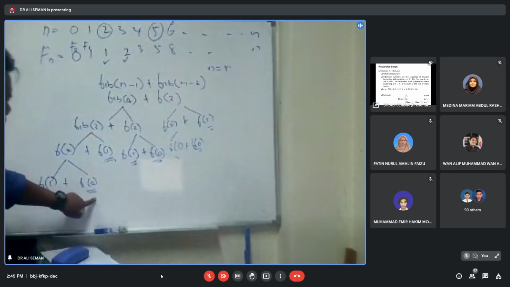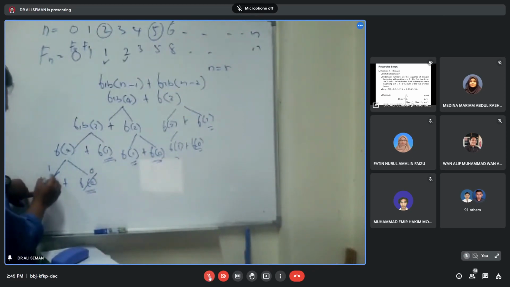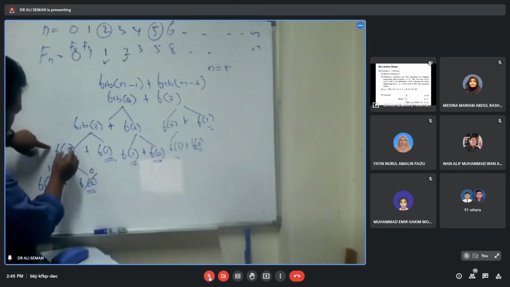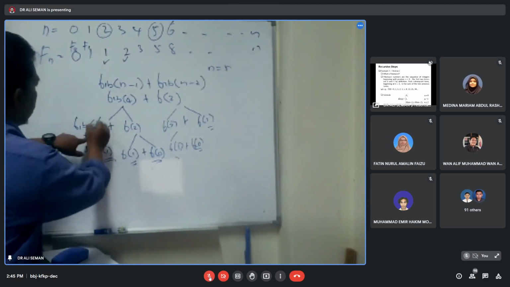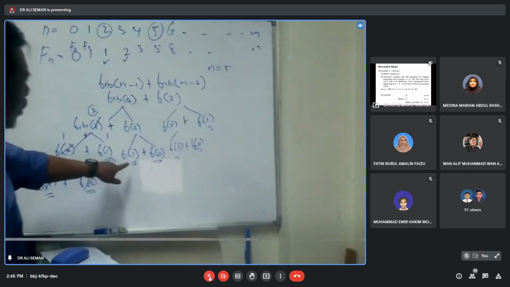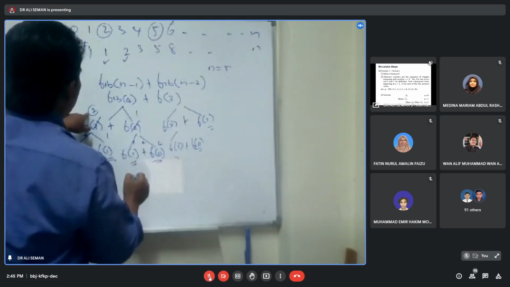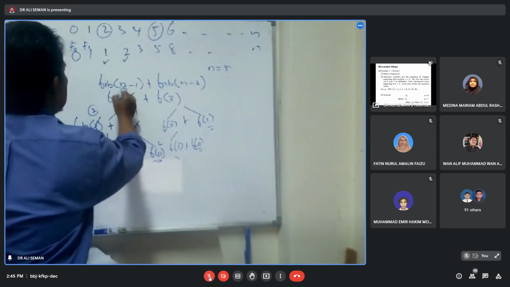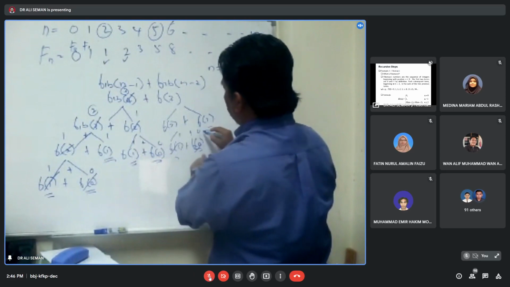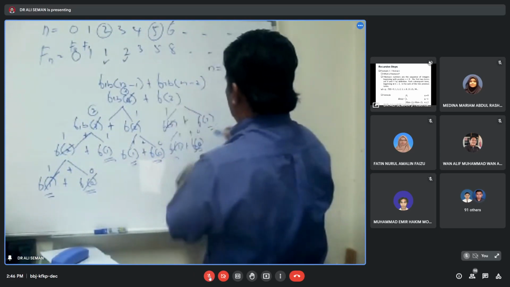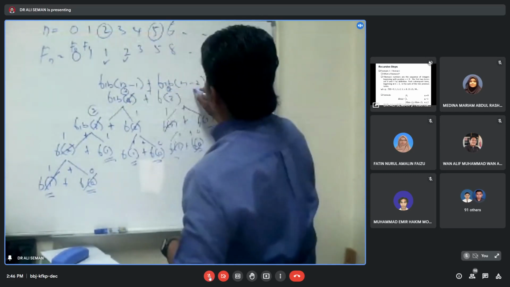Okay, 5 minus 0, what is the value? Return 0. 0. 1, return 1. 1 plus 0, 1. Here Fibonacci 1 is 1. 1 plus 1, 2 here. Okay. Here, 1 plus 0, 1. Now, 2 plus 1, 3. Correct? 3. And here, 1 return 1, 0 return 0. 1 plus 0 is 1. And Fibonacci 1 is 1. 1 plus 1, 2. So, 3 plus 2 equal to 5.